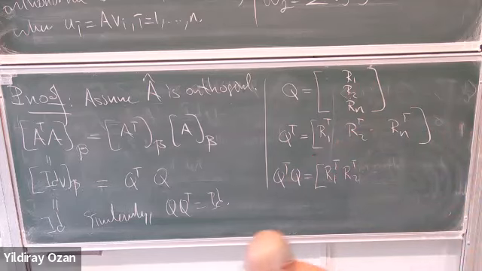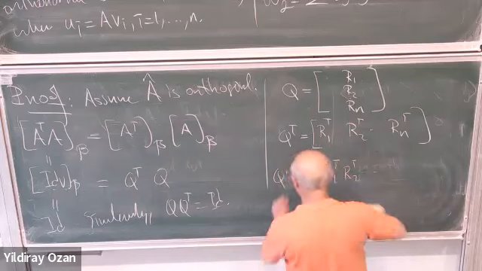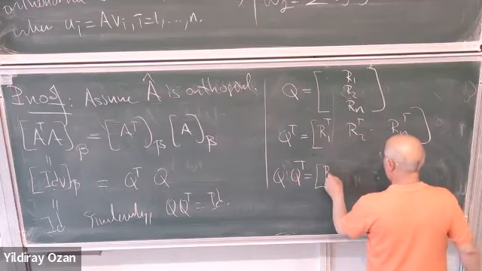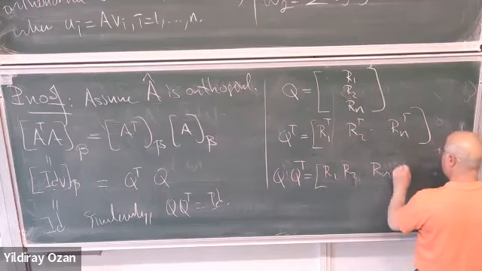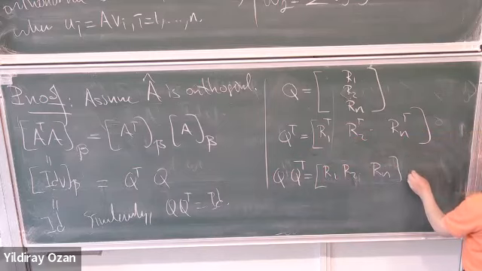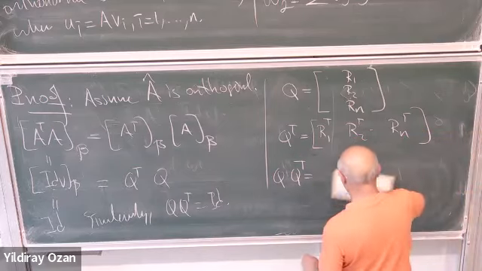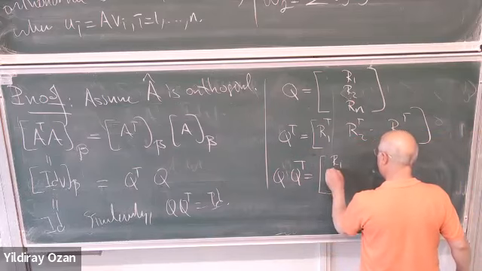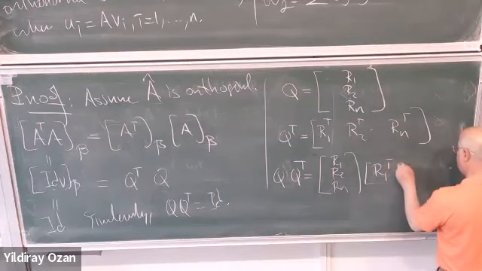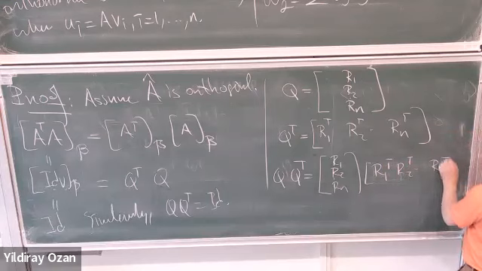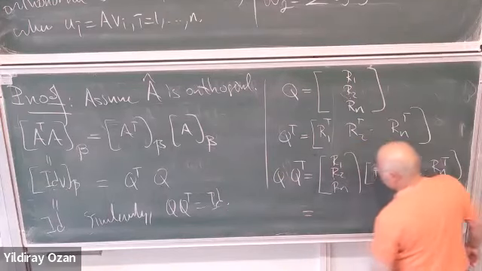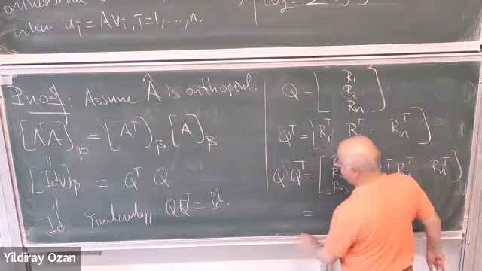Ya da şeye bakalım, tersini yapayım. Q transpose'a bakalım. So I take rows R1, R2, Rn, and then, pardon, I wrote something wrong. R1, R2, Rn, and then R1 transpose, R2 transpose, Rn transpose. And what is this? This side is just the identity matrix.